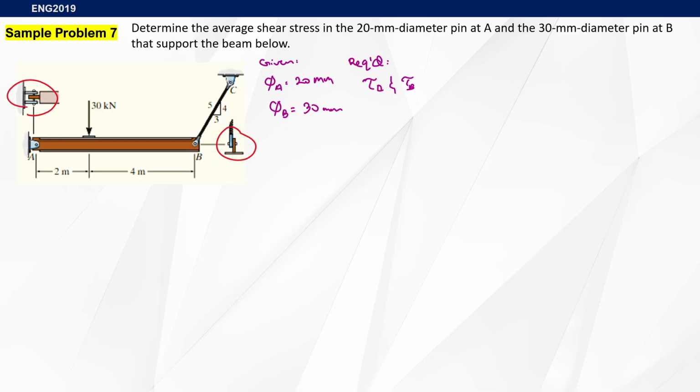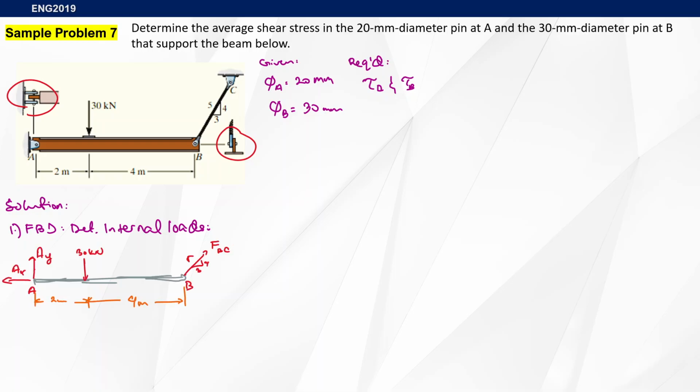Then we first build our FBD. Since this is a pin, we have X and Y reactions here. This is a cable, so let's label this force FBC, and we will build the FBD to determine the internal loads, and the internal load is just like so. There we go. Let's hope our assumptions are correct. And then after that, we establish our equations of equilibrium to solve our unknown loads.